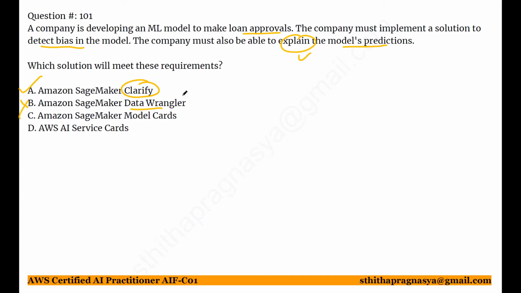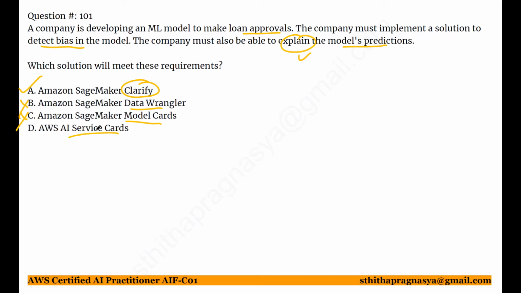It focuses on data preparation, not bias detection or explainability. SageMaker model cards, we learned in one of the previous questions, are used for documenting model details, including intended use, training datasets, and evaluation metrics. While they promote transparency and governance, they do not include tools for detecting bias or explaining predictions. So this is also incorrect, as it is not designed for bias detection or explainability.